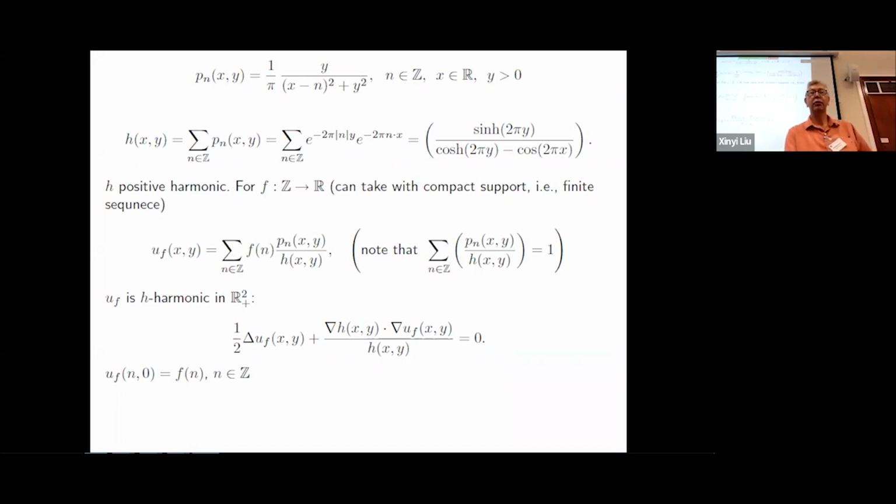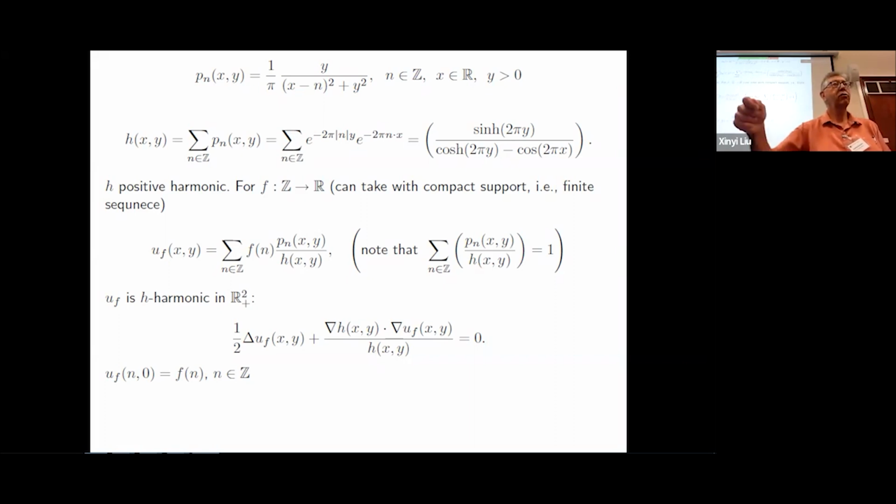U sub F equals F(n), and then you take the probabilities. P_n over H is the probability that you're exiting through the point n, and you sum them up, and this function is harmonic relative to the Doob H process, which is constructed from this function H. And it has boundary values F.